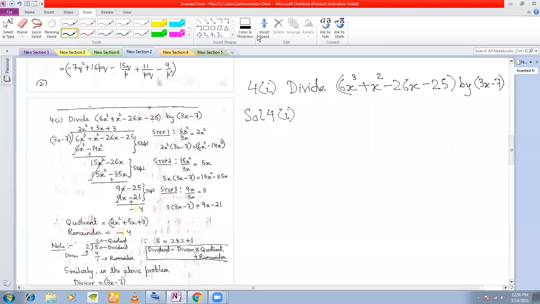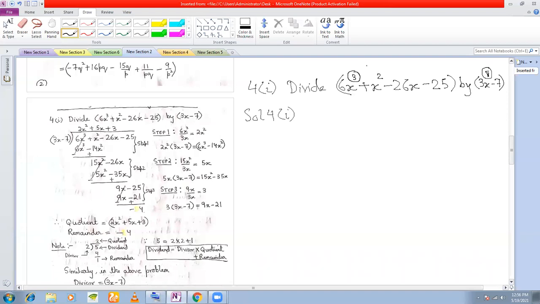Here you are dividing a polynomial by a polynomial. Therefore, you have to use the division method. But the question is, will the division method apply here? Yes, the division method will apply because you see the dividend here, the highest power of the dividend is 3 and the highest power of the divisor is 1.